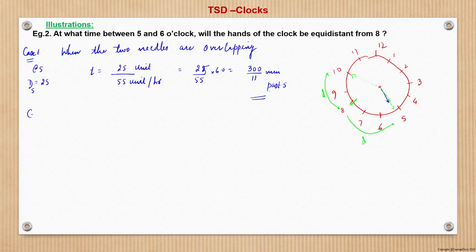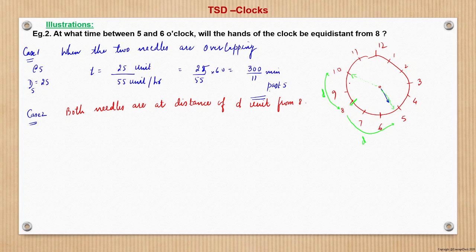Now case 2 is that both are at a distance of d from 8, right? D. So how to solve this? So in this case, both at a distance of d units from 8. So in this case, what will happen?